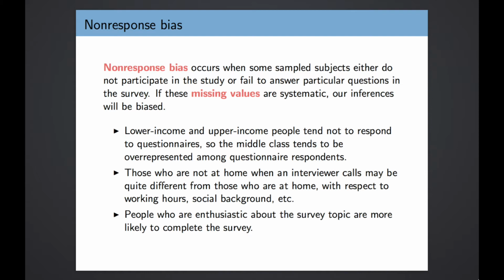Another thing to keep in mind is that people who are enthusiastic about a survey topic are more likely to complete the survey. So for example, if you send out a questionnaire that's about a particular hot button political issue, people who have really strong opinions about that issue are going to be more likely to fill out the survey and send it back to you because they have a pre-existing interest and they probably want their voice to be heard. Whereas people who are more apathetic or neutral on the issue are more likely to toss that questionnaire in the trash, and so you won't have their views represented in your sample.